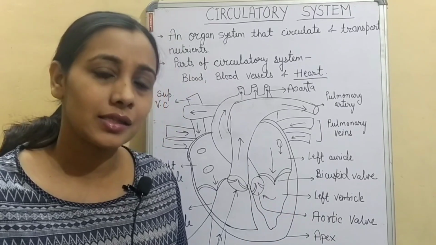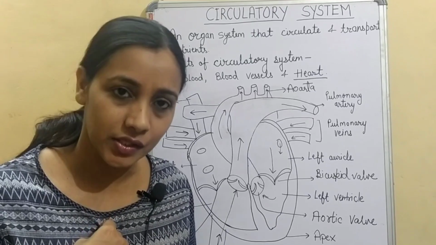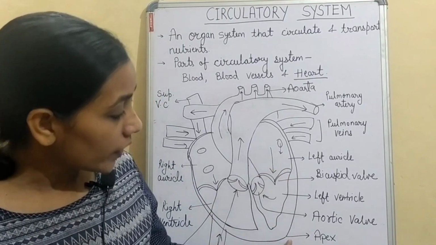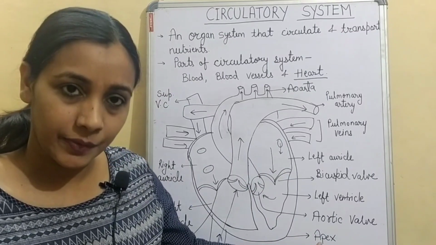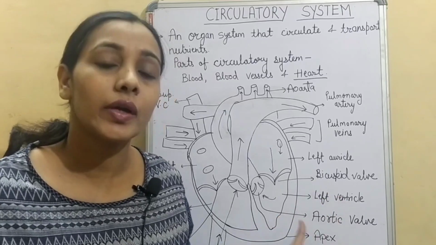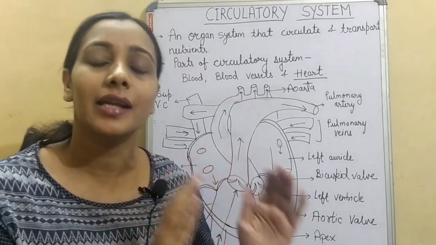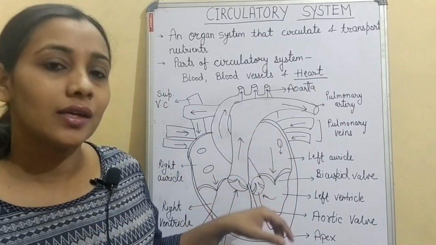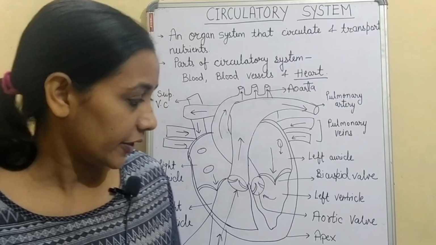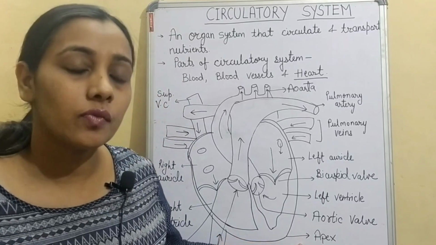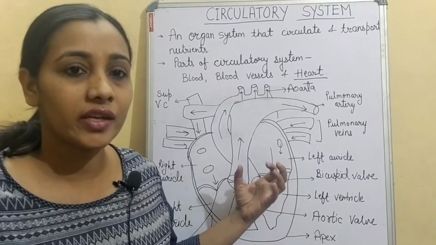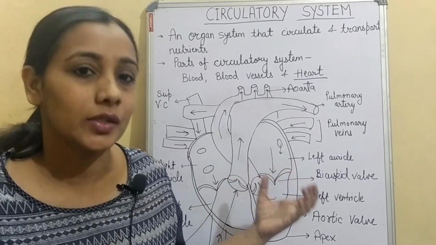Our heart is situated in the chest cavity in the middle, but the lowest part, which is called apex, is slightly tilted toward the left side. So it seems that heart is situated on the left side, but actually the heart is situated in the middle of our chest cavity. Okay, now heart is a very important and muscular organ. So it is very soft. It needs to be protected.